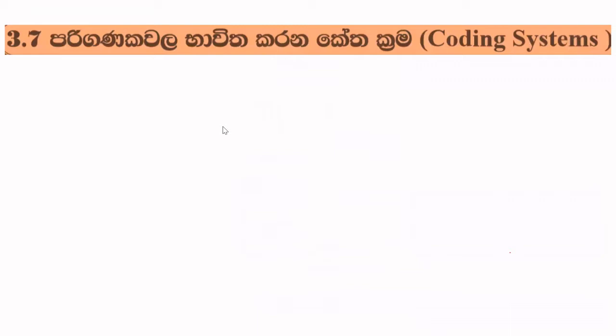Another important thing is coding systems, the coding methods used in computers. Now you have learned the number systems, right? But here there are some other coding systems that are very important. What are they?